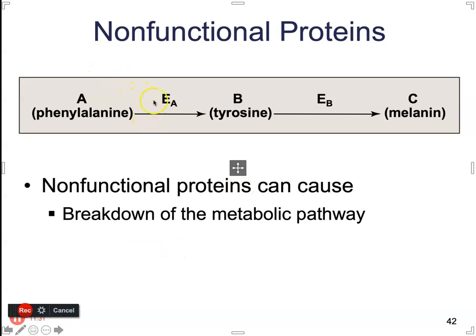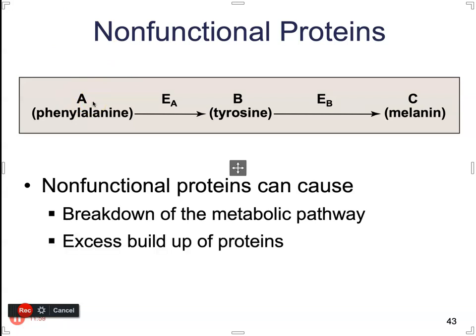In this case, if we are missing the protein that is responsible for converting phenylalanine to tyrosine in order to produce melanin, which is just your skin pigment, we're going to see a dangerous buildup of phenylalanine in the bloodstream. It's not just that the skin will be very, very pale, but that we can see intellectual disability caused by that buildup of phenylalanine in the bloodstream.